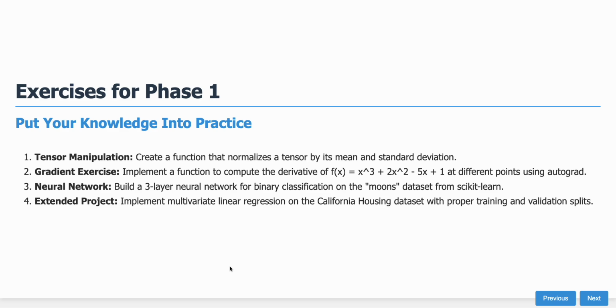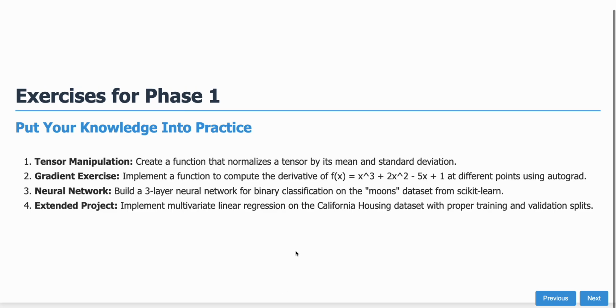mean and standard deviation. In the second exercise, we'll need to implement a function to compute the derivative of a cubic polynomial at different points using autograd. And in the third exercise, we need to build a 3-layer neural network for the moons dataset from scikit-learn. In the last exercise, we'll need to implement a multivariate linear regression model on the California housing dataset. So we'll talk more about these exercises in the next video, and you'll be able to find the resources in the description.